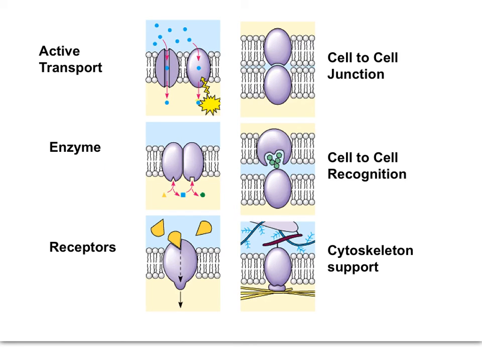As an enzyme, there's a series of reactions where the catalyst is the protein in the membrane. As receptors, this is a protein receptor for, say, hormones that have arrived at the cell surface. Cell-to-cell adhesion or cell-to-cell junction, connecting two cells together. Cell-to-cell recognition, where this cell recognizes this cell as the same or self. And then cytoskeletal support, where we have proteins that attach to membrane proteins to provide cellular structure.